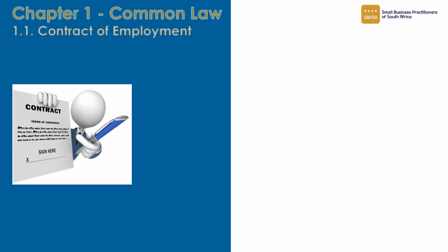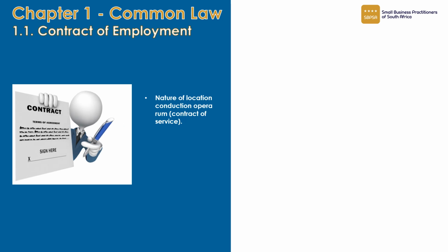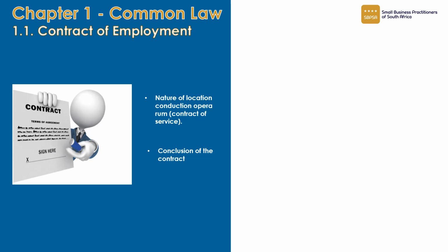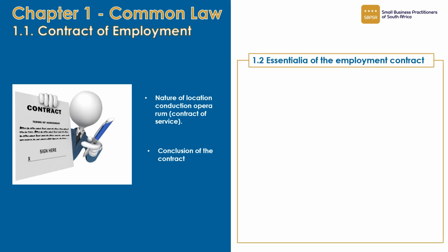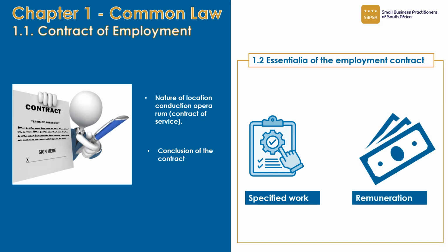In Chapter 1, we begin by exploring common law, and we do that by studying the contract of employment. We specifically look at two main parts of this contract, namely 1. Nature of locatio conductio operarum, contract of service, and 2. Conclusion of the contract. We also look at one more important section of common law within the labor law space, which is the essentialia of the employment contract. Here, we zoom into the specified work, along with the remuneration of the specified work.